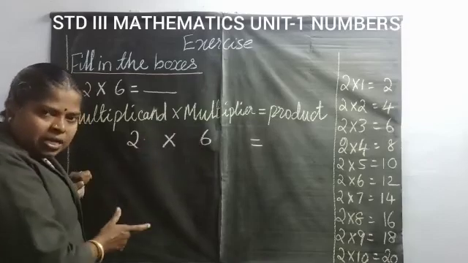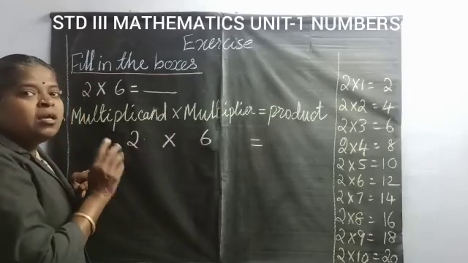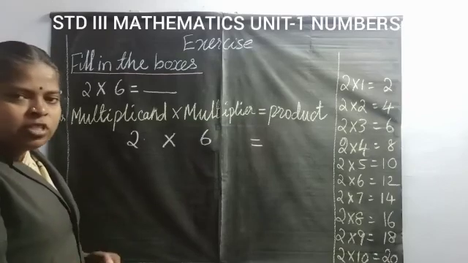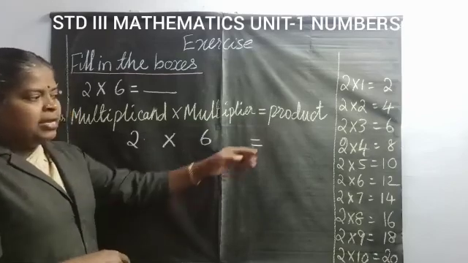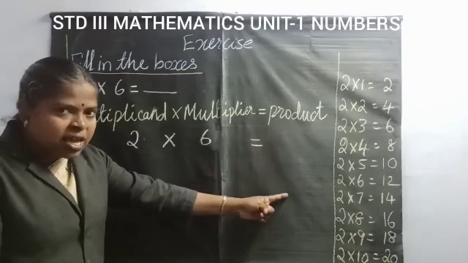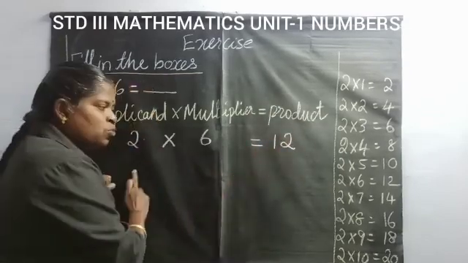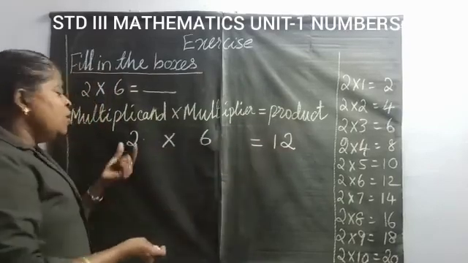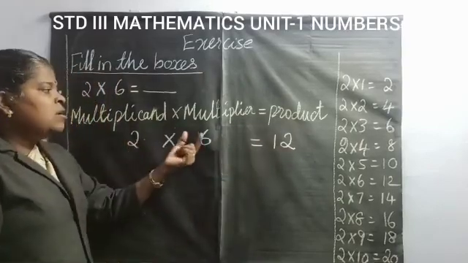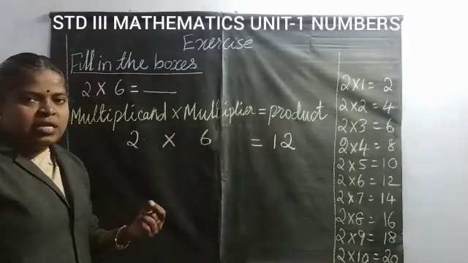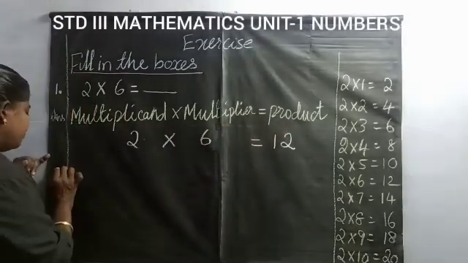So while doing multiplication sum, we have to say the tables. So 2 1s are 2, 2 2s are 4, 2 3s are 6, 2 4s are 8, 2 5s are 10, 2 6s are 12. So we can take and write easily. So 2 6s are 12. Here 2 is a multiplicand, 6 is a multiplier, 12 is a product.